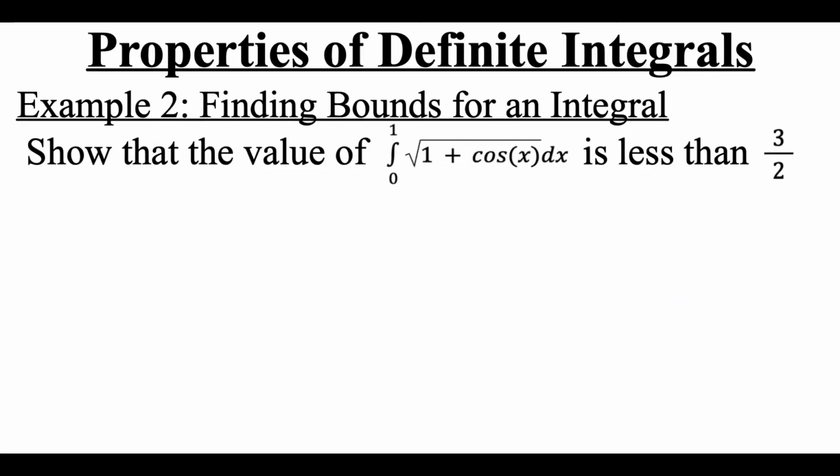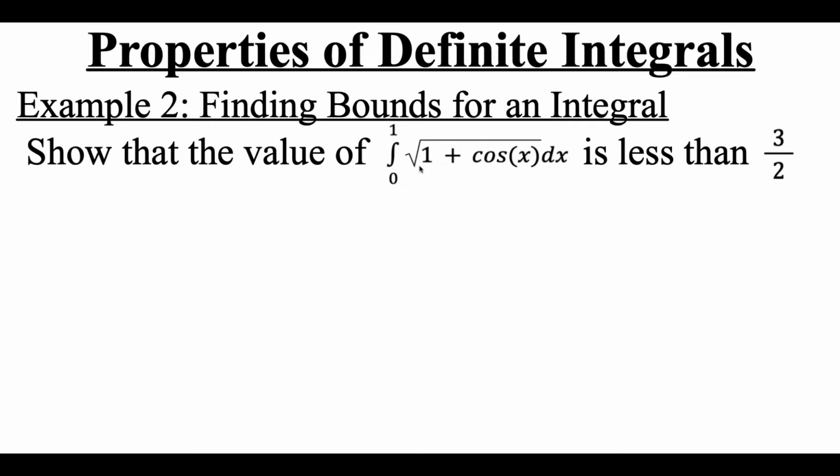Now, in this example, we're going to be finding some bounds for an integral. So we want to show that the value of the integral from 0 to 1 of the function square root of 1 plus cosine of x dx is less than 3/2. So we're going to use what we know about the maximum and minimum properties of an integral. And I'm mostly concerned about the maximum value.